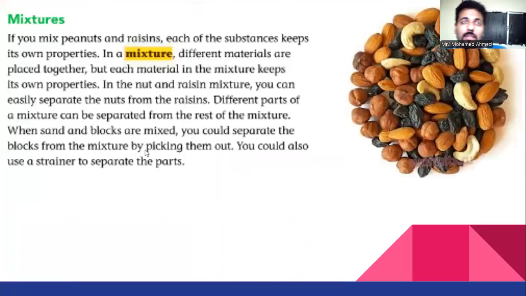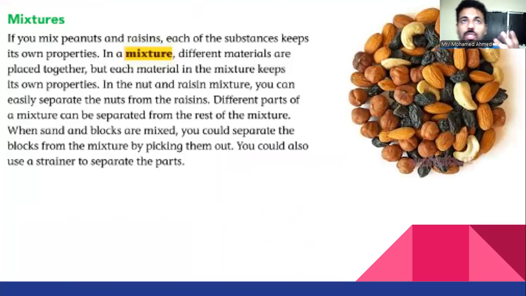Okay. Mixture, as you see here, we have a mixture of peanuts and raisins. As you see, when I mix raisin and a peanut together, I put them beside each other. Does it produce a new substance? Does it become a new substance? No, it's the same, right? The raisin is raisin and the peanut is peanut. Both of them keep their own properties, right?